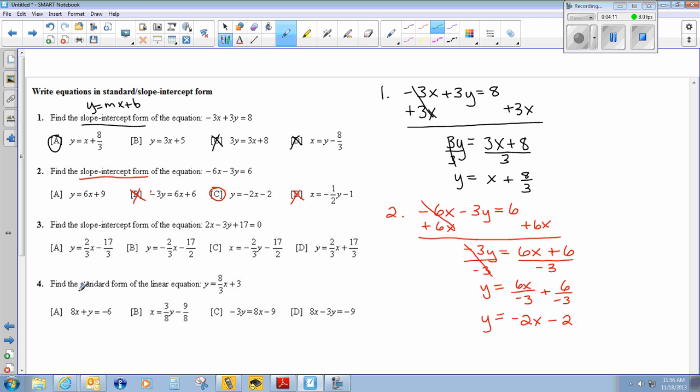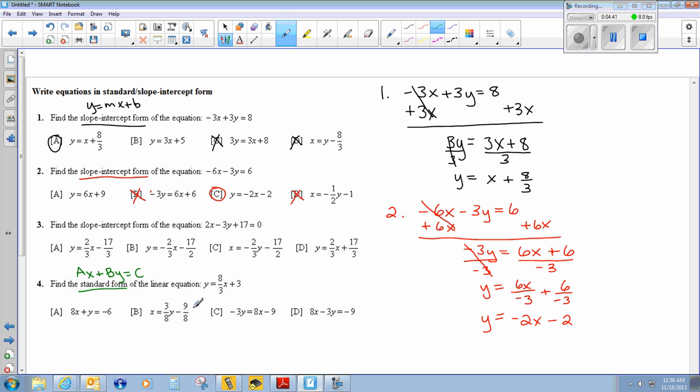Number 4 says find the standard form of this equation. Well, this one is in mx plus b format. We need to switch it back to standard form. Remember that standard form means we're looking for some number times x plus some number times y equals a constant number. So we want it to be in this format. This one is ax plus by equals c, so that's a possibility.